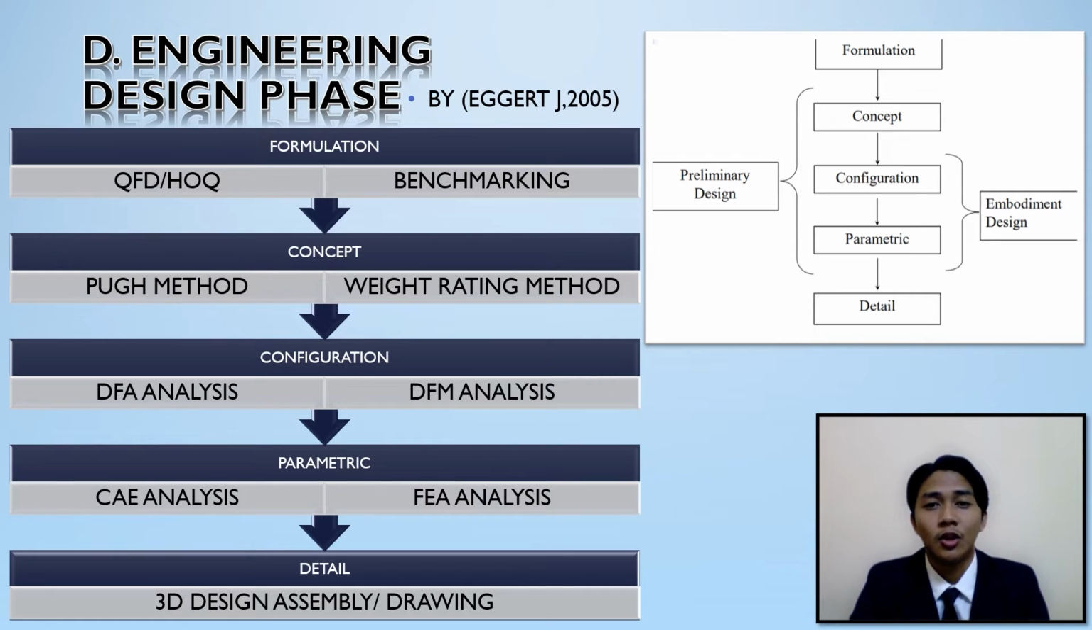Next phase is concept, where on concept selection we have two methods, which are the bug method and the weight rating method. After that, we go to the configuration, which includes DFA analysis and DFM analysis. Both analyses can be combined into DFMA analysis, or called design for assembly and manufacturing.